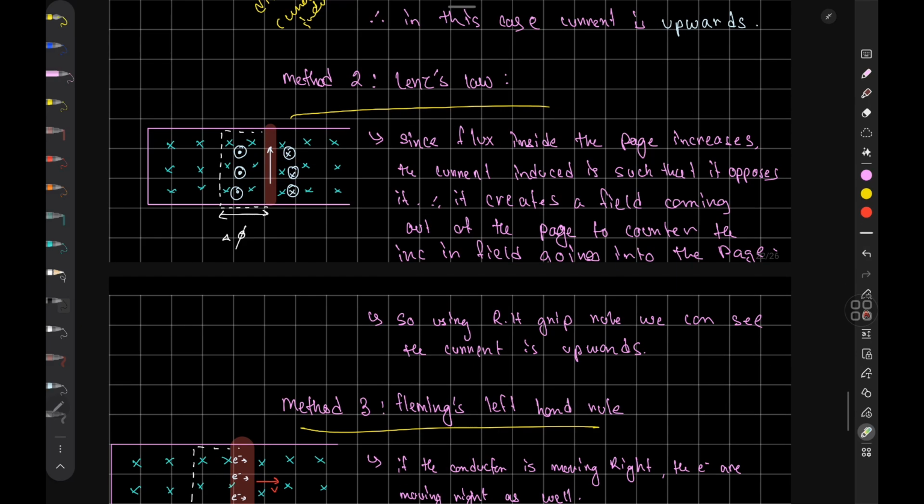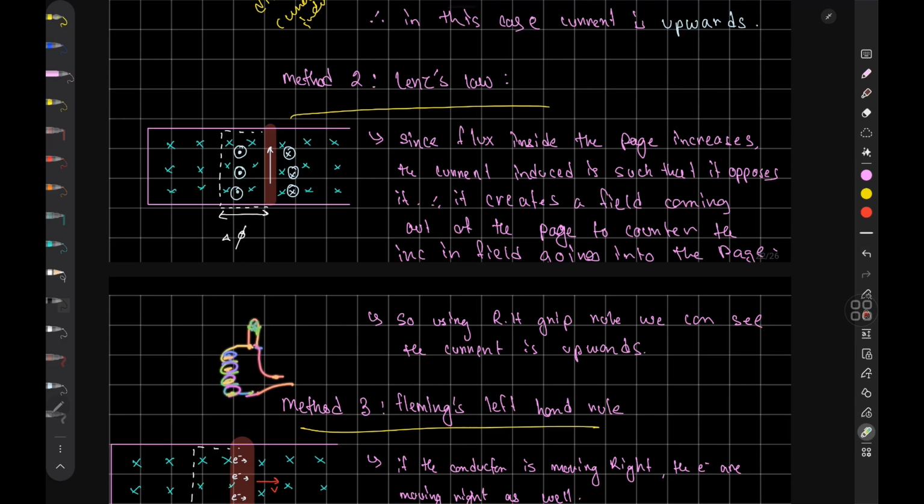Okay, so use your right hand grip rule. That is what I'm saying. So you know the change in flux is inward, right? So the magnetic field induced will be outward of the page. So you take your right hand and you don't do anything with the thumb. You point the rest of the fingers and see what direction the thumb points at.